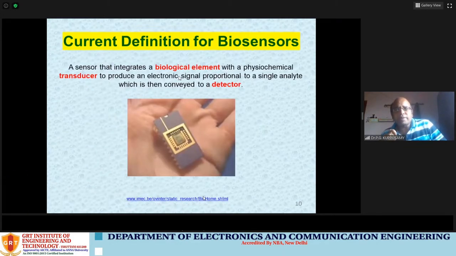Now, what is the current definition of your biosensor? A sensor that integrates a biological element, with the help of biological materials, with a physicochemical transducer to produce an electronic signal proportional to the analyte, which is then conveyed to a detector. So here we are bringing a simple communication mode. When you are capturing your biological element, biological materials from the body, that is a very important factor. And we need a proper transducer to convert into an electronic or electrical signal. And we should know how to design your proper detector.